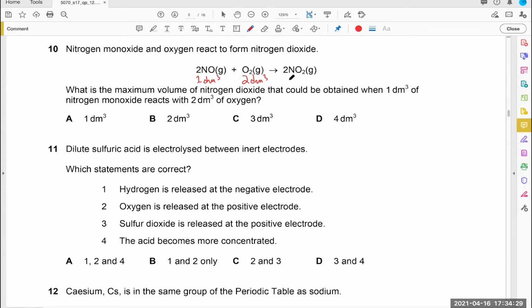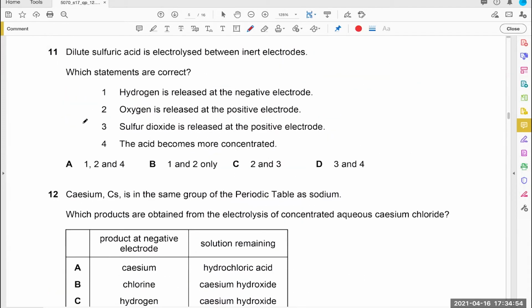But what will it produce? It will produce 1 dm³ of nitrogen dioxide. Why? The mole ratio is 2 to 2. So 1 dm³ will produce 1 dm³. That's the ratio. So how much nitrogen dioxide can you produce? 1 dm³. Because after that the nitrogen monoxide is going to run out and you will only have extra oxygen left over, which then will react with what? There is nothing left. All right.